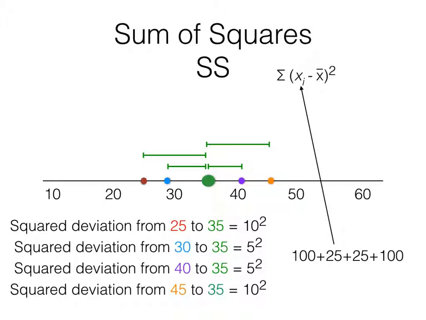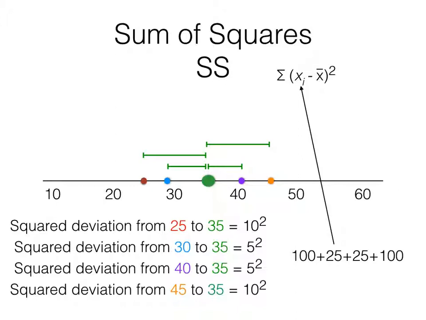So here on this number line, for this data set, I've got one deviation of 5 from 30 to 35. I've got another one that's from 25 to 35. That's 10 squared. See, I square each of those distances or deviations.